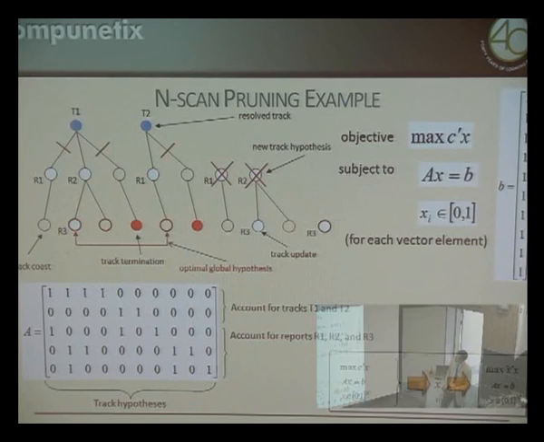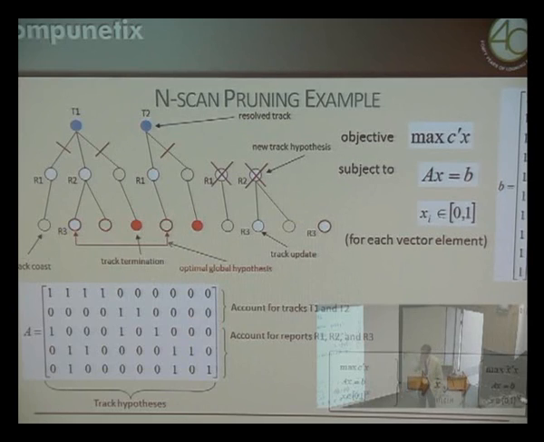Okay, so with this second scan of data, imagine that there's a measurement R3 that's close to R2. So you see an R2 here and an R3. And I should say that in this example, imagine that after 2 missed detections, we terminate a track.